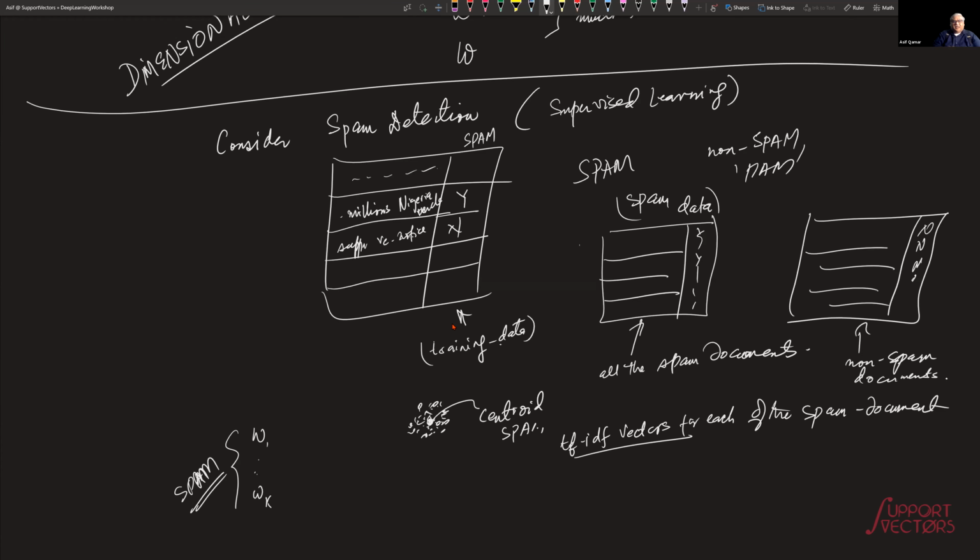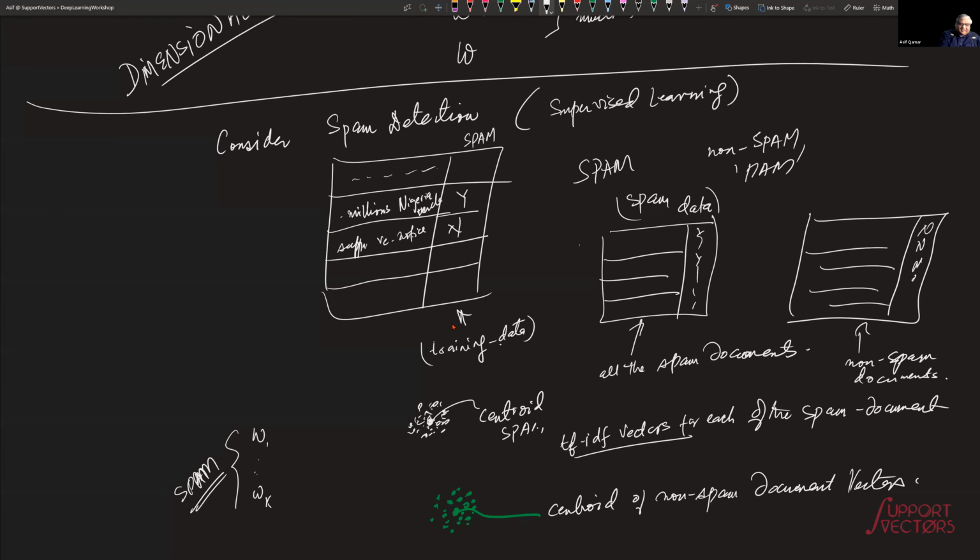You find a centroid, and then in the same space you go and find the other documents, which are good documents, non-spam or ham, and you create a location for them. You create the centroid of the non-spam vectors in the TF-IDF space. Are we together, guys?